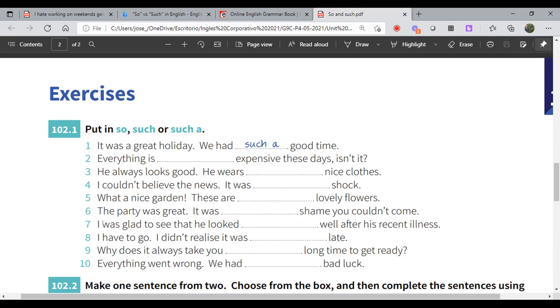The next one. Seven. I was glad to see that he looked so well after his recent illness. I was glad to see that he looked such well after his recent illness. I was glad to see that he looked such well after his recent illness. Me dio mucho gusto ver que él se miraba mejor después de su enfermedad reciente, o después de estar enfermo recientemente. Solo estoy dando las opciones y usted va a decidir si va a ocupar so, such, or such a.